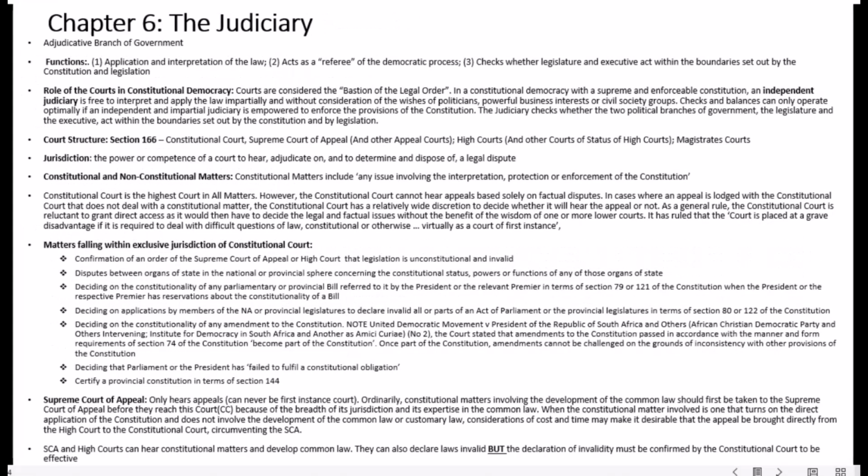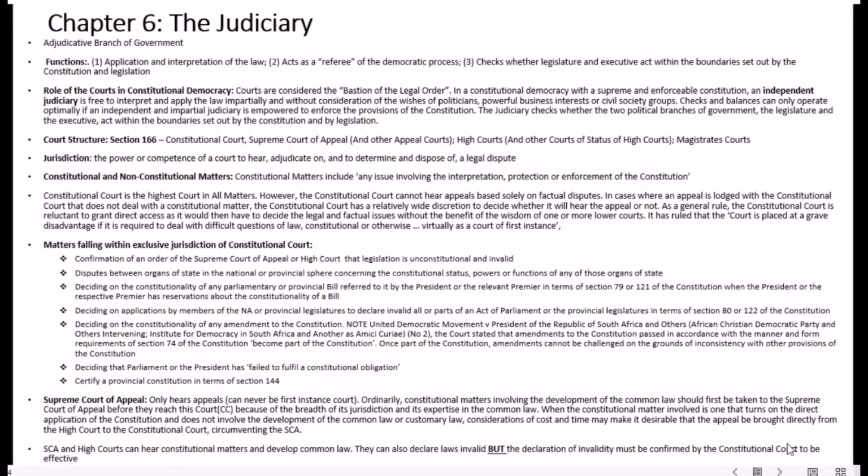Okay, and then moving on to the judiciary. The judiciary is the adjudicative branch of government. Its functions are to apply and interpret the law. It acts as a referee of the democratic process. It checks whether the legislature and the executive are acting within the boundaries set out by the Constitution and legislation.